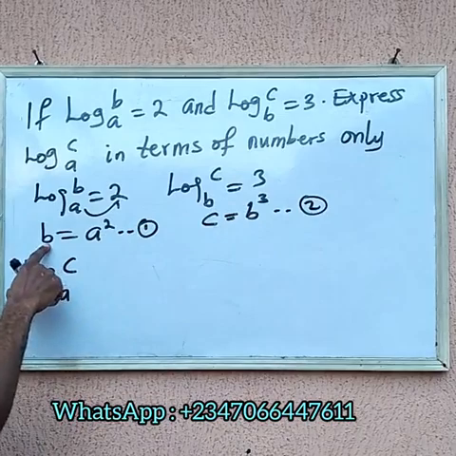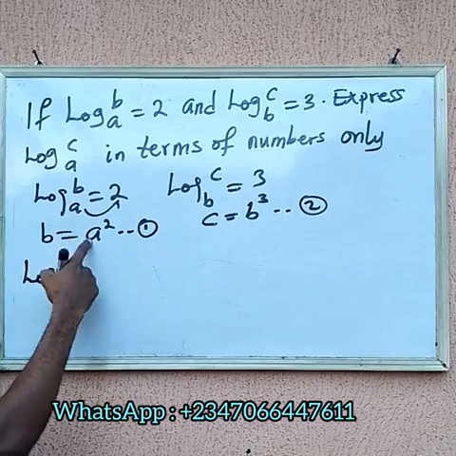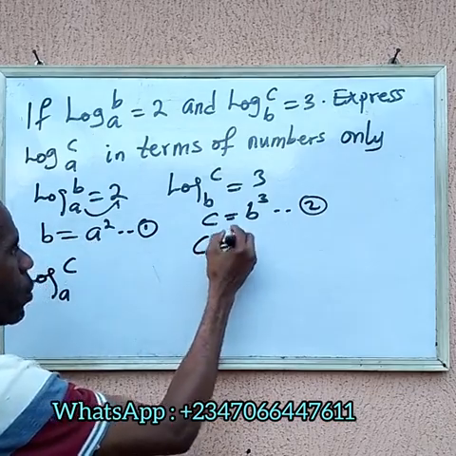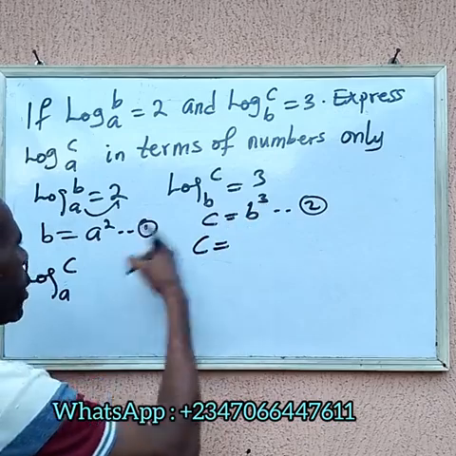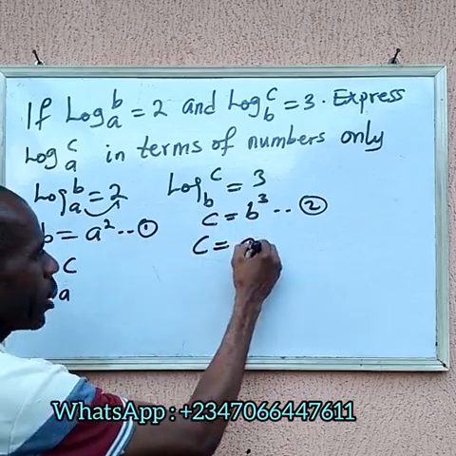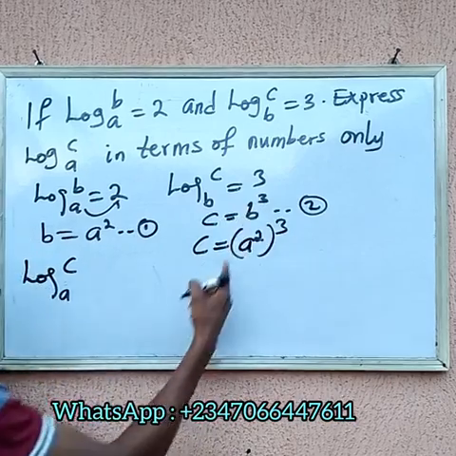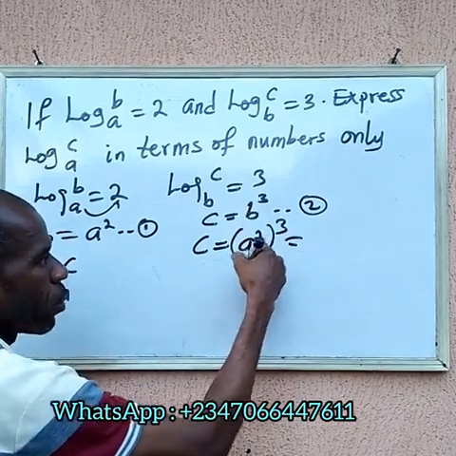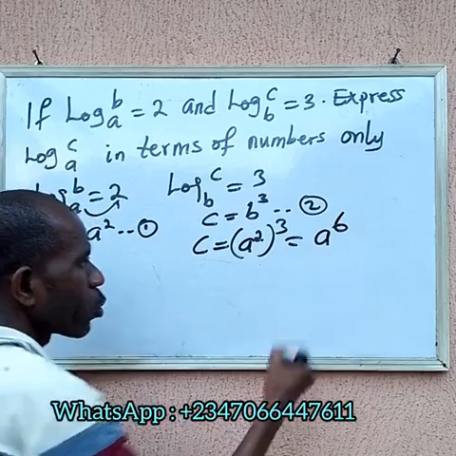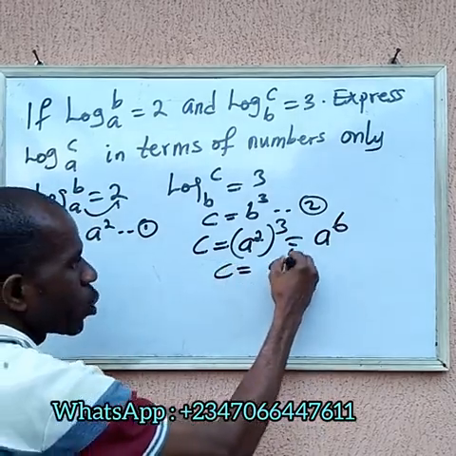So let us substitute for b in equation 2, so that we can replace this b by a raised to power 2. So we have c equal to b raised to 3, and we want to replace this b by a raised to power 2. We have a raised to power 2, then cube, because of this cube that is here. According to the law of indices, this 3 will multiply this, multiplication of powers, so it becomes a raised to power 6. Good. So your c now is equal to a raised to power 6.